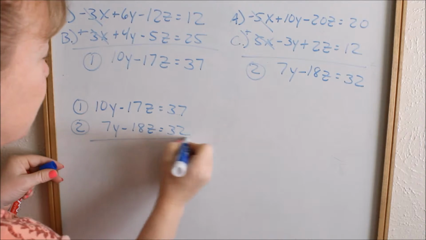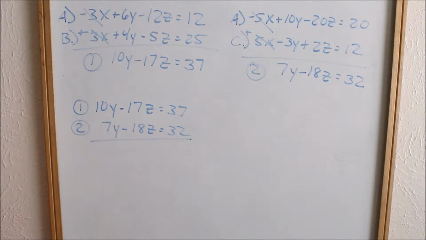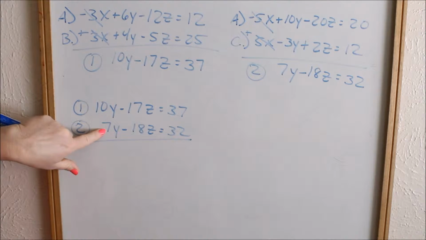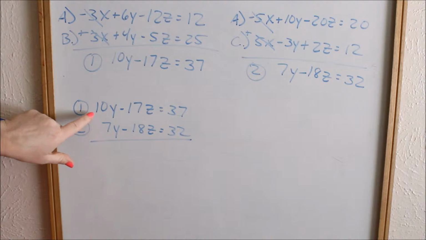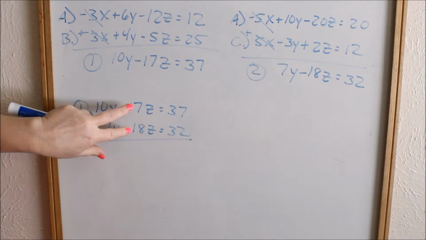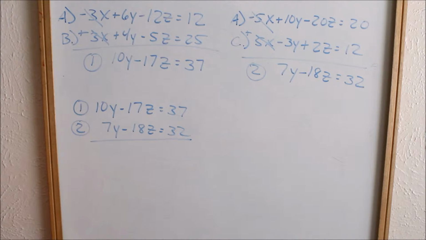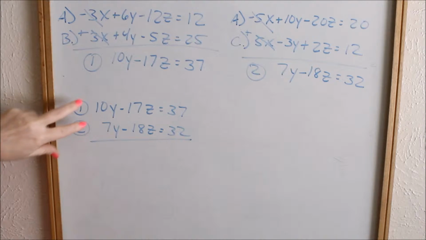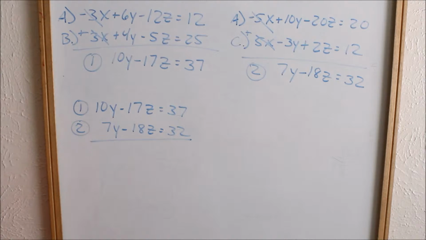And then I do elimination again. You can choose whichever one you eliminate. Neither one of them looks like it eliminates easily. So I can't multiply anything to 7 to get 10, and I can't multiply anything to 10 to get 7, and the same with 17 and 18, or negative 17 and negative 18. These are smaller numbers, so I'm going to use these.